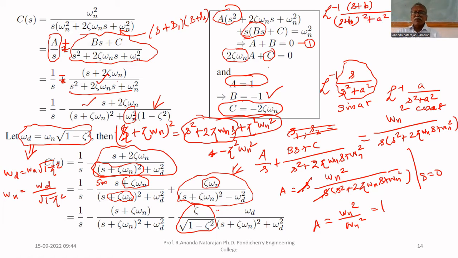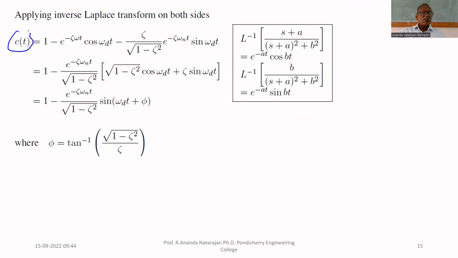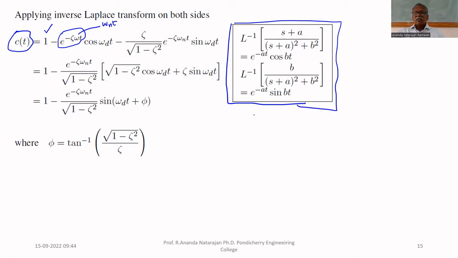If it is there, then the Laplace inverse is e power minus bt, that is, the response c of t, or y of t, equals 1 minus 1 by square root of 1 minus zeta square, e power minus zeta omega nt, cos omega dt minus zeta upon square root of 1 minus zeta square, e power minus zeta omega nt, sin omega dt. That's all. The formula is written here: the Laplace inverse of s plus a, what I wrote there, but instead of a, b is there, and instead of b, a is there.